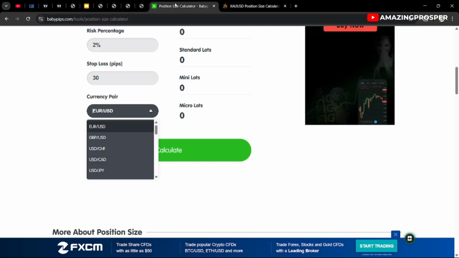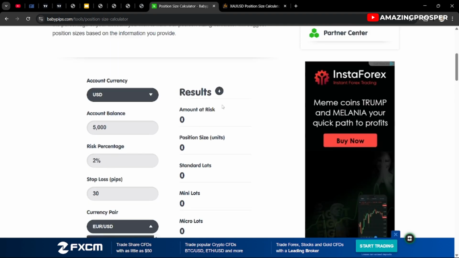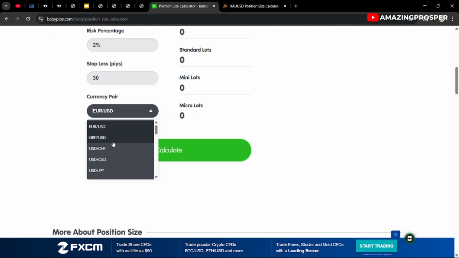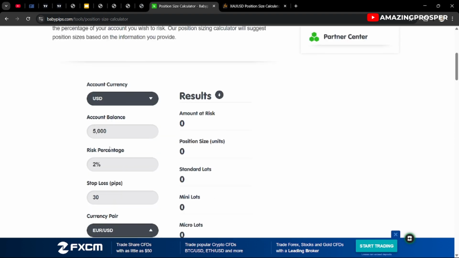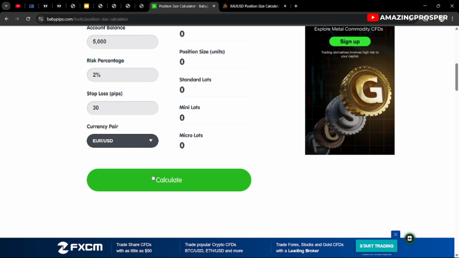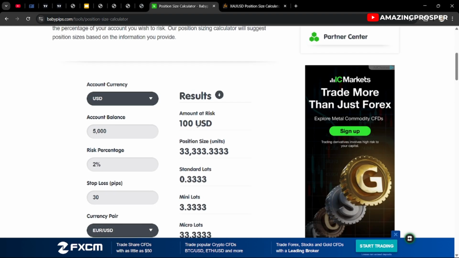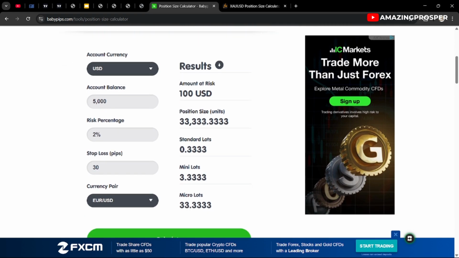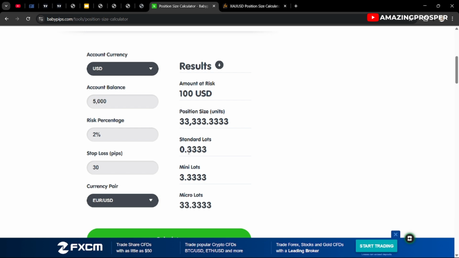Do you get that? So but here, position size calculator, if you're not trading gold, you can get other pair here. You get other pair, the same thing, the same pattern. If you're trading, let's say Euro USD, the same pattern. If you click on calculate, this is what you're going to get. Amount at risk is $100, position size 3.33, and all those numbers. Standard lot, this is 0.333. So the same thing, this one doesn't count. What counts is 0.3. That's what you're going to use.